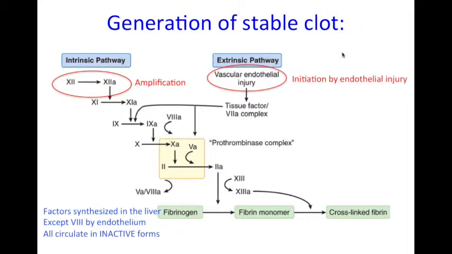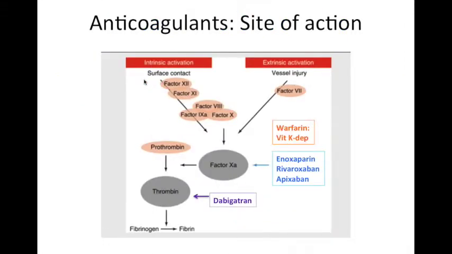So generation of a stable clot starts over here by exposure of tissue factor with vascular injury. And these are all factors, other than factor 8, that are synthesized in the liver. And again, all circulating in inactive form until this event occurs. The intrinsic pathway participates mostly via amplification of the process. So it doesn't initiate, but it reinforces the process.